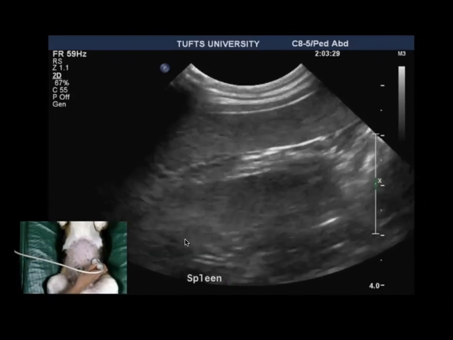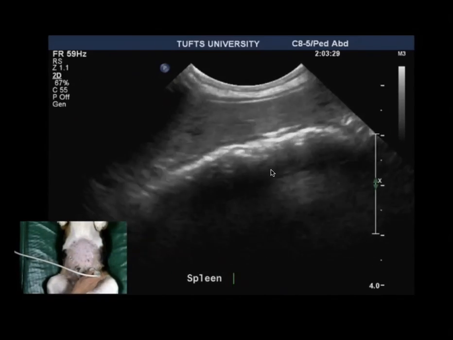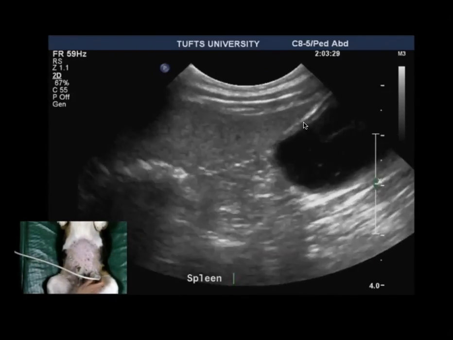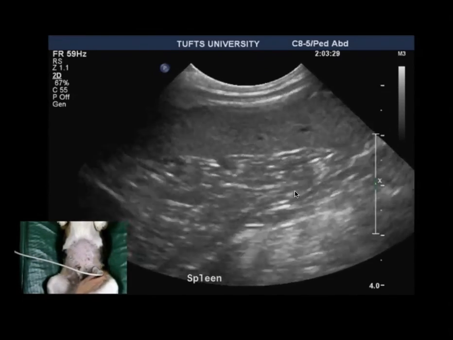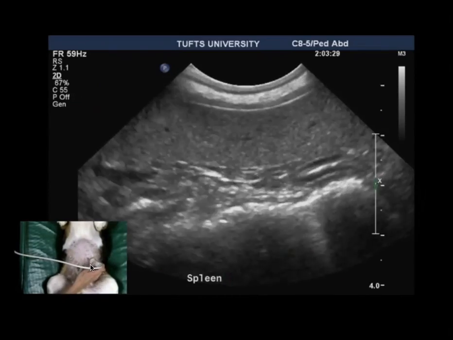Part of the kidney, small bowel, and descending colon can be seen in the far field, and the caudal tip of the spleen is reaching the bladder. Notice the swing motion of the probe as the operator evaluates the spleen.